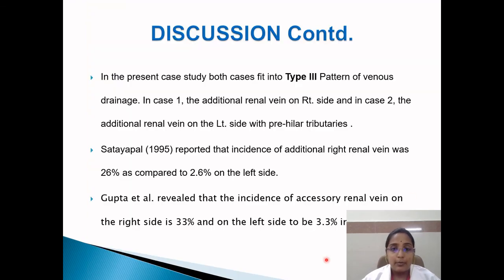In the present study, both the cases fit into the type 3 pattern of venous drainage. In case 1, the additional renal vein was on the right side, and in case 2, the additional renal vein was on the left side with the prehilar tributaries. Satyapal reported the incidence of the additional renal vein was 26% as compared to 2.6% on the left side. Gupta et al. revealed that the incidence of the accessory renal vein on the right side is 33% and on the left side it is 3.3%.